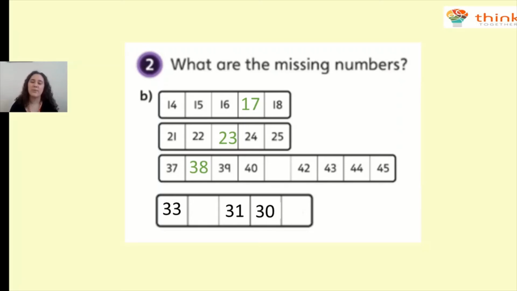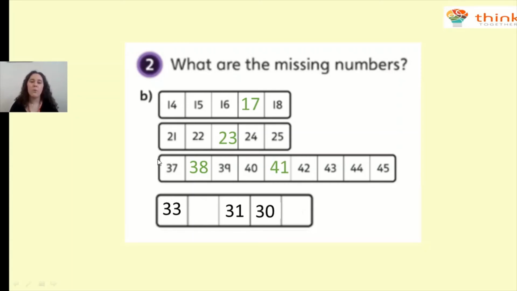Fantastic, we need a 3 and an 8. Right, let's start again and find that next missing number. 37, 38, 39, 40, 41. Well done. How do I write 41? Can you remind me? Brilliant, I need a 4 and a 1.